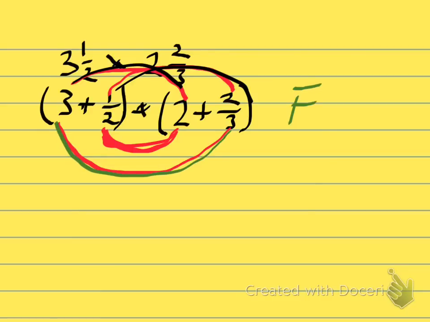Another idea is FOIL. Other people remember this by FOIL. F stands for first. O stands for outers, that's the green one. I would be the mouth, that's the inners. And L would be the last, that would be the 1/2 times 2/3.